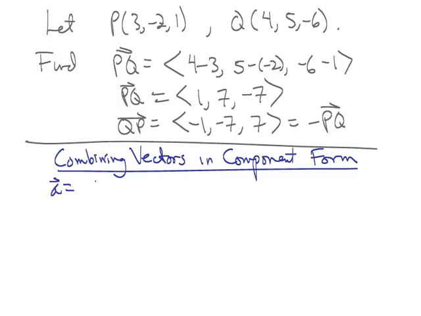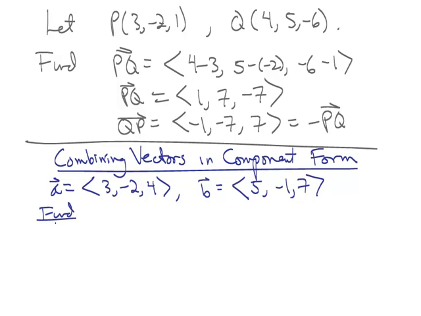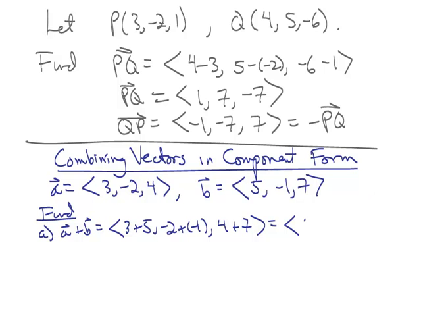Let A be the three-dimensional vector 3, -2, 4, and B be the three-dimensional vector 5, -1, 7. All right, let's suppose I want to find, first of all, A plus B. Well, we just add the corresponding components. So it's going to be 3 plus 5, -2 plus -1, and 4 plus 7. So the new vector that we get is 8, -3, and 11. That ain't so bad, is it?